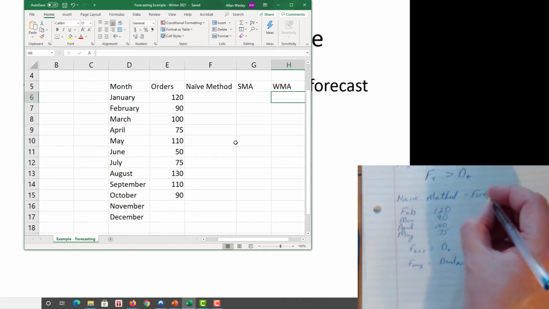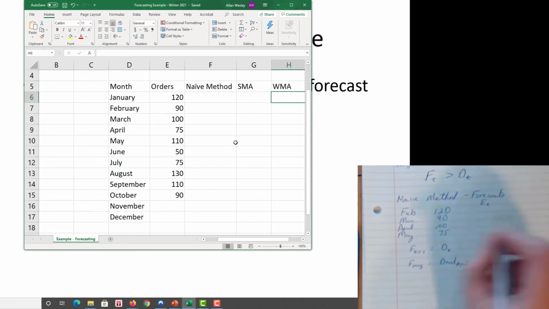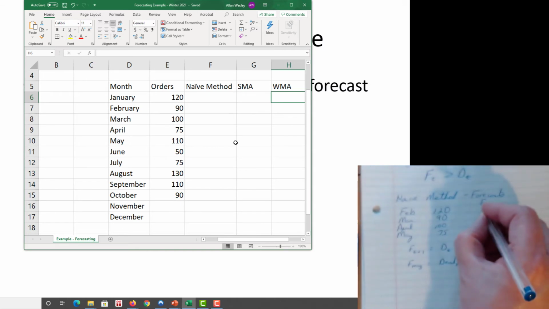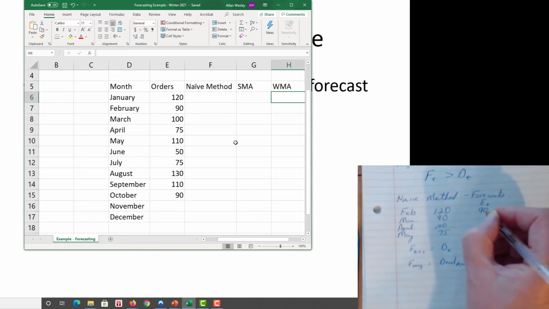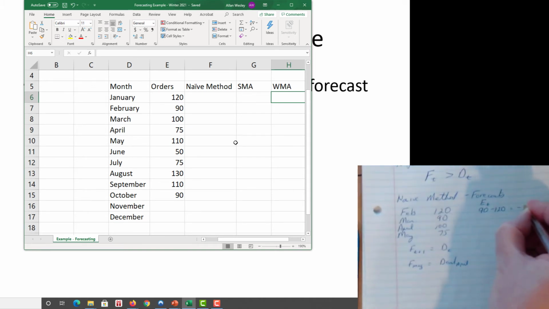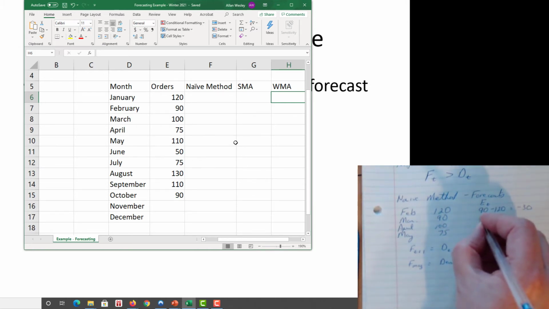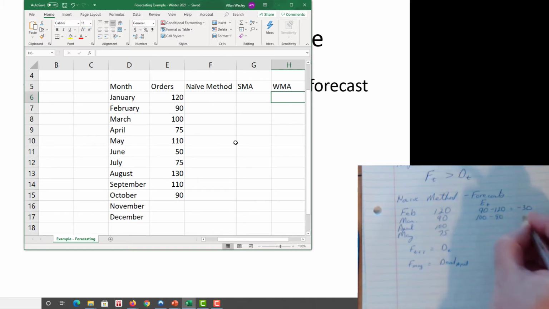Okay, so now we can think of what's our error in this regard. Well, February, how did we do? Well, we actually had 90. That was our demand. Minus, we forecast 120. So we had minus 30 as our error. How did we do in March? Okay, actual demand in March was 100, minus the 90. Okay, so 10 to the high side.